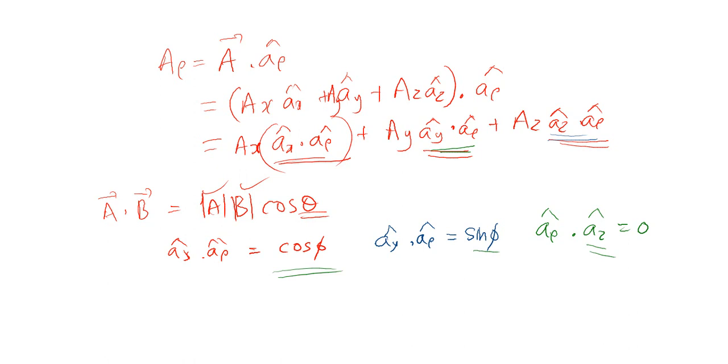So the final value of arrow will be, arrow is equal to AX cos phi plus AY sin phi plus 0. So AX cos phi plus AY sin phi. Okay, so this is the relation for arrow. Now we will go for a phi component. So what is a phi?